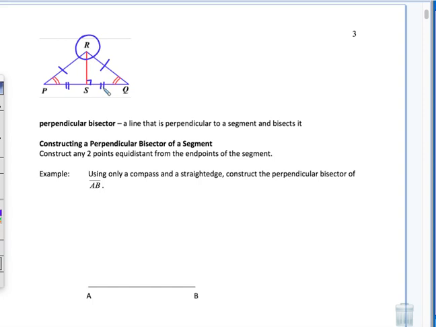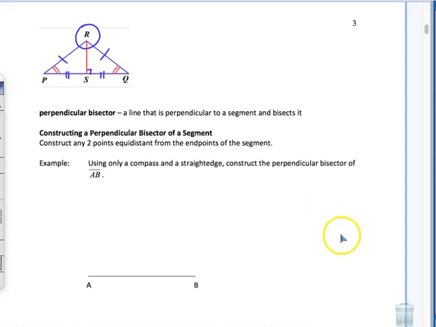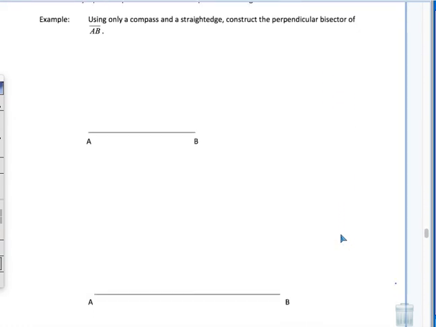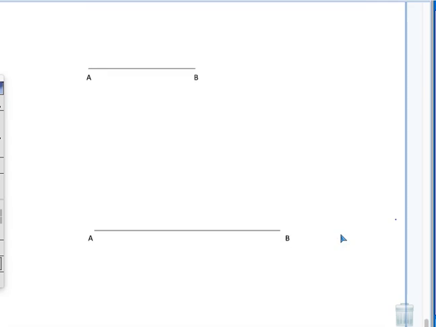I'm going to give you a line, and I'm going to ask you to create the perpendicular bisector. I have attached 2 very good YouTube videos that are going to go through that in depth with you. You can either choose to use the safety compass or the standard compass, and it'll show you how to do that.